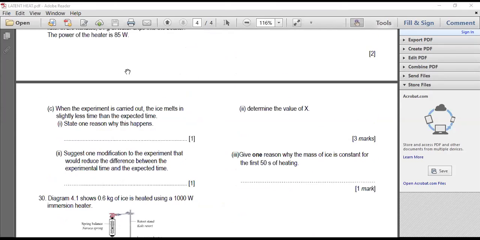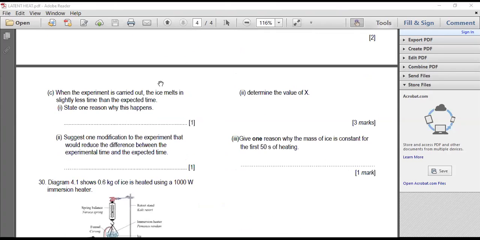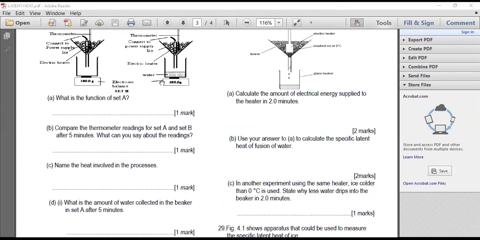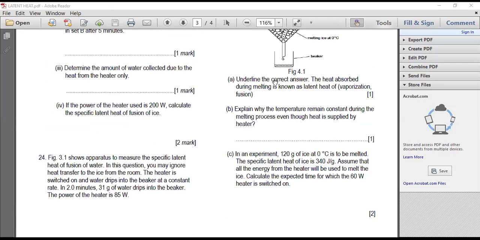Okay, number 24. Figure 3.1 shows apparatus to measure the specific latent heat of fusion of ice. In this question, you may ignore the heat transferred to the ice from the room. The heater is switched on and water drips into the beaker at a constant rate. In 2 minutes, 31 grams of water drips into the beaker. The power of the heater is 85 watt. Calculate the amount of heat energy supplied by the heater in 2 minutes.